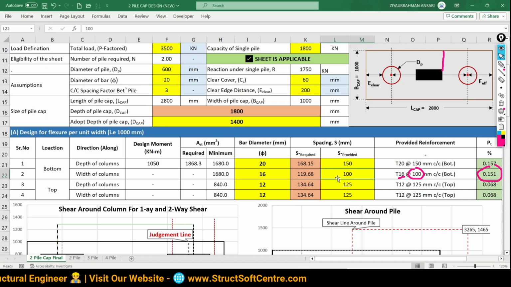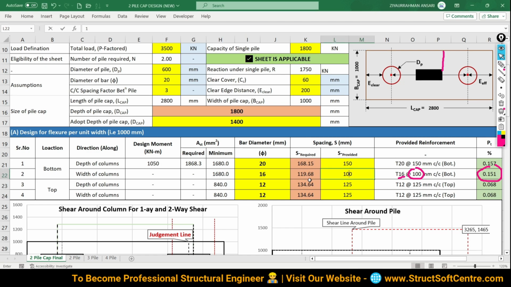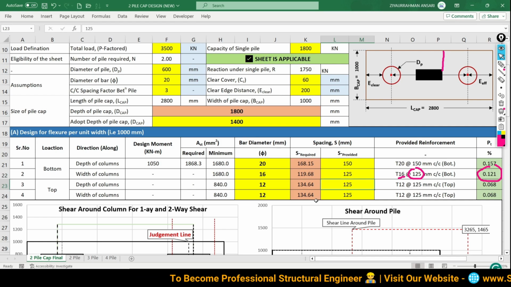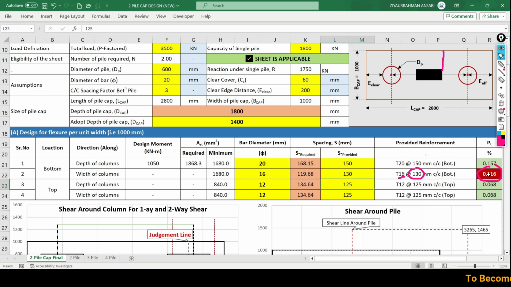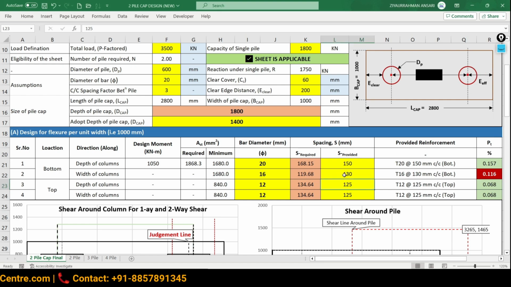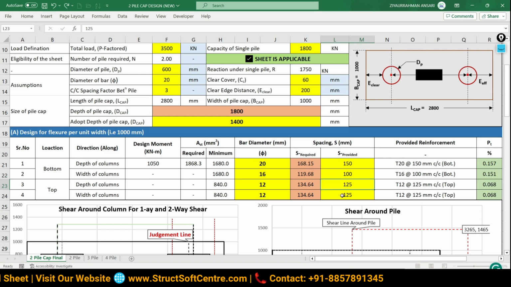If by mistake you provide the spacing more than 119, suppose I provide 125, suddenly you are getting a percentage of reinforcement of 0.121. Suppose I provide 130, then it is failing. You are providing reinforcement less than 0.12%. Okay, so always keep in mind I am going to provide 100 mm center to center.